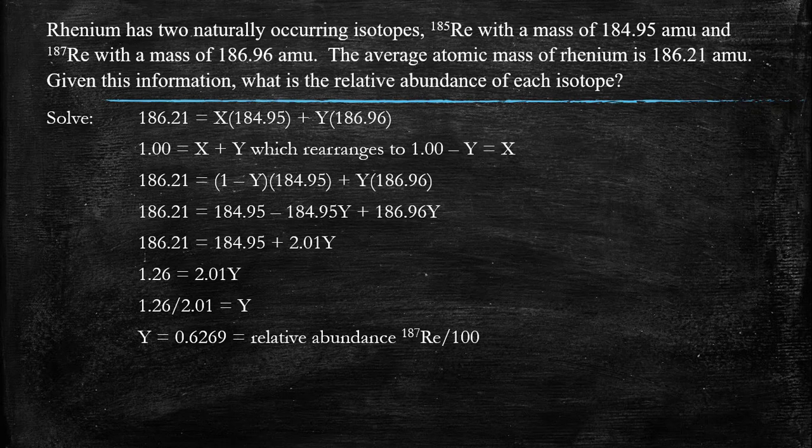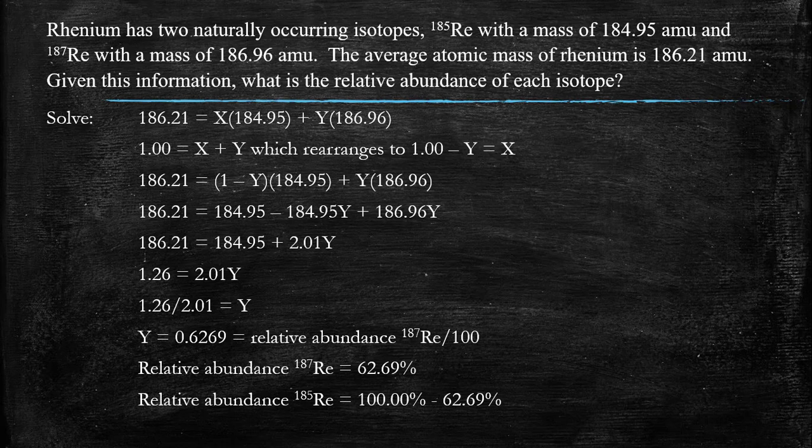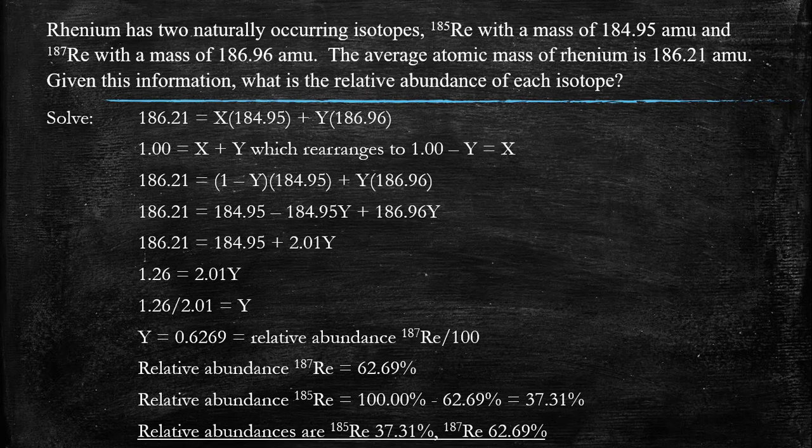So y equals 0.6269. y is the relative abundance of rhenium-187 divided by 100. So the relative abundance of rhenium-187 is 62.69%. Therefore, the relative abundance of rhenium-185 equals 100% minus 62.69%, which is 37.31%. So the answer to the question is the relative abundance of rhenium-185 is 37.31%, and for rhenium-187, 62.69%.